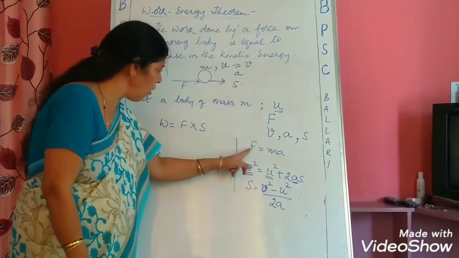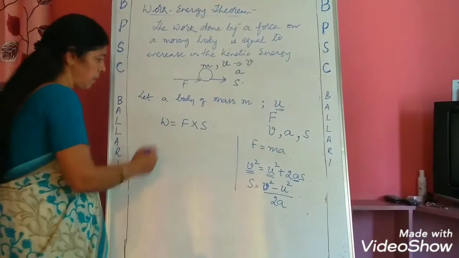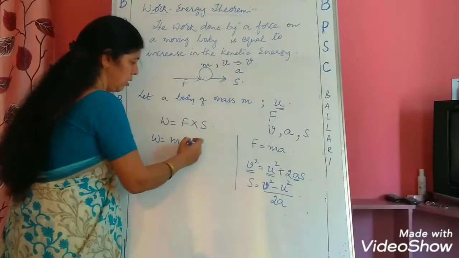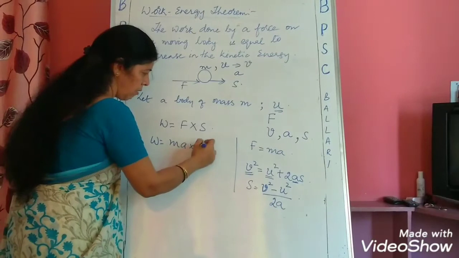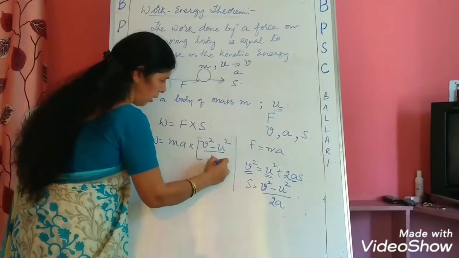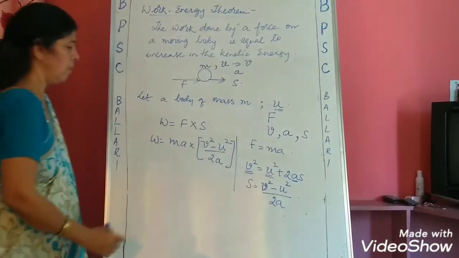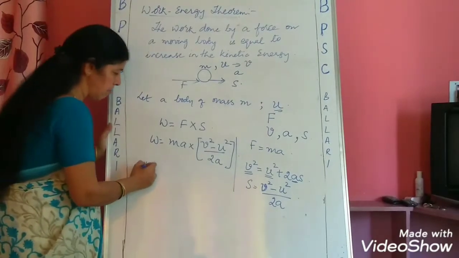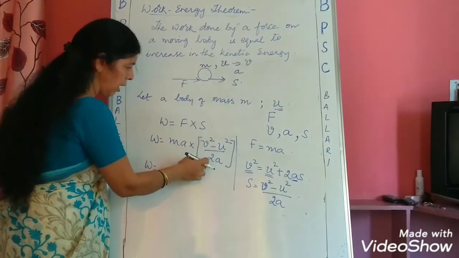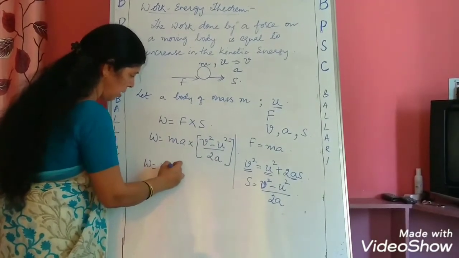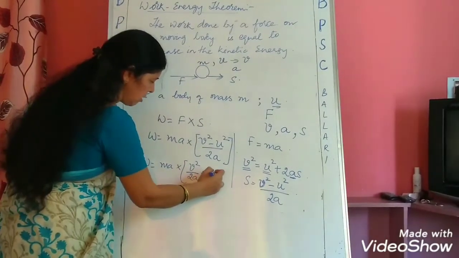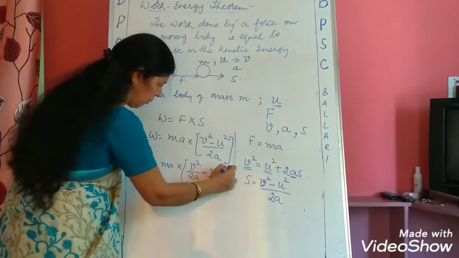So substitute the value of F and S in this expression for work done. W will be equal to ma into (v square minus u square) by 2a. Now if you just open the brackets and simplify, how much will you get? Ma into v square by 2a minus u square by 2a. Let me write it for you.